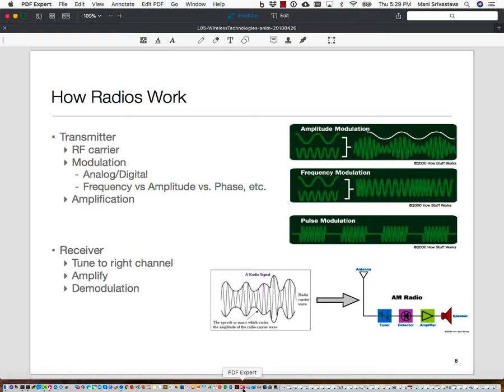The receiver does the reverse. First thing is it has to tune to the right channel. Remember the RF carrier, so it will somehow listen at the right channel, filter out everything else. Then, since the signals are pretty tiny, you amplify them. And then finally, you're going to go through this demodulation step. Again, you can do this demodulation either on the analog side, or you digitize the signal and then do things digitally. And nowadays, it's very common that a lot of this modulation and demodulation is done digitally, and in fact, often done in software.